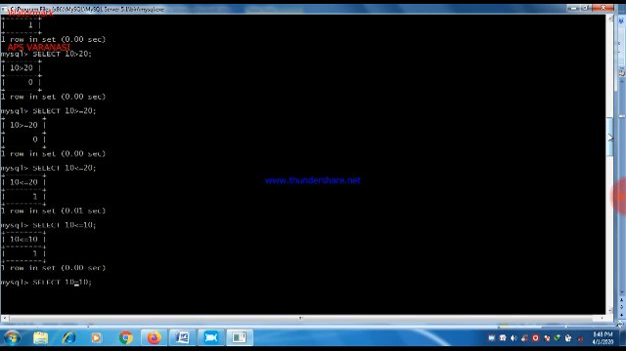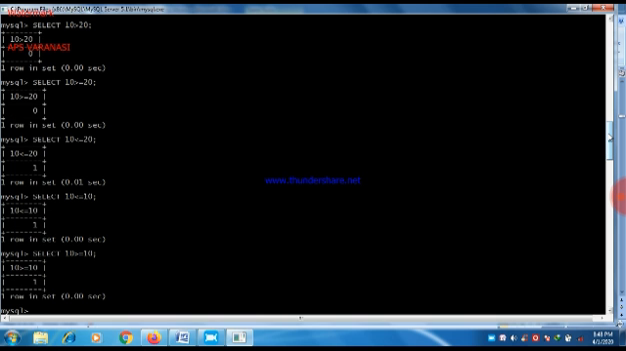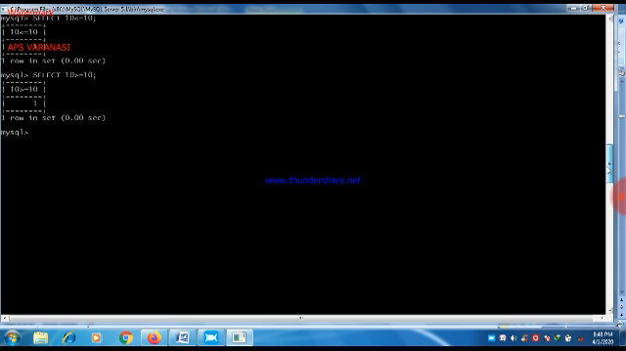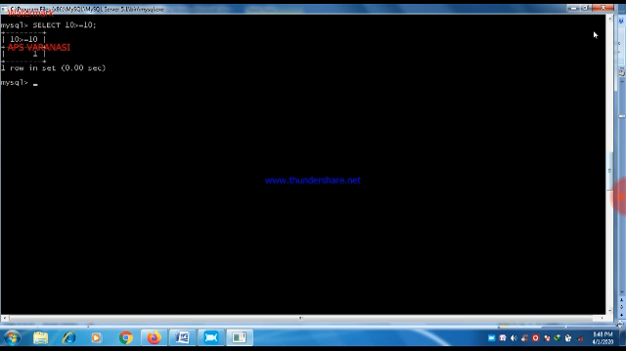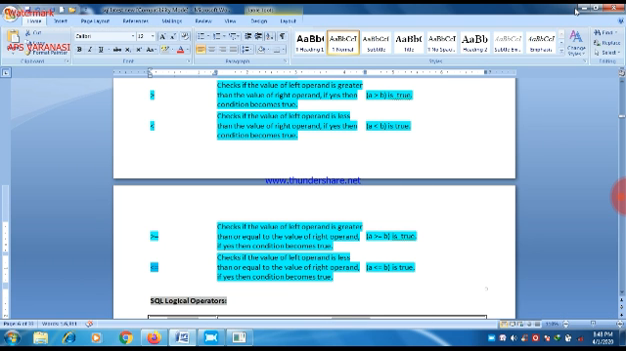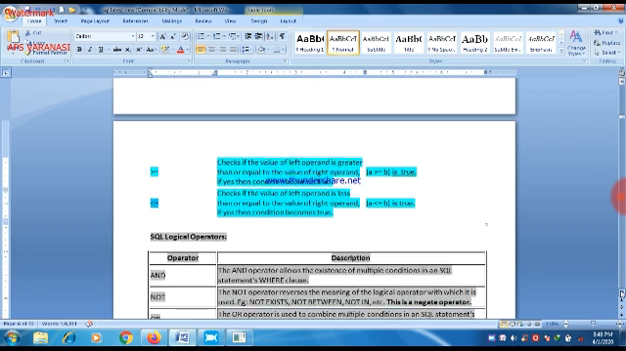We can perform different types of operations using these values, such that these are some more calculations performed using comparison operators. Now let us consider SQL logical operators.